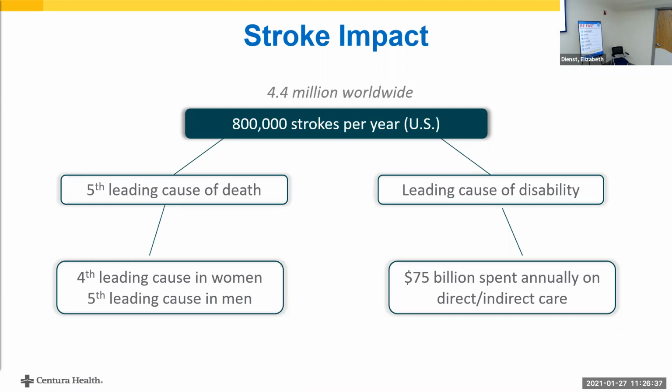Unfortunately, it's still the main leading cause for long-term disability. And we spend about $75 billion in taking care of those disabled individuals from stroke. So again, stroke prevention is key. And if they have a stroke and we can't do prevention, then treating them quickly is also very important.